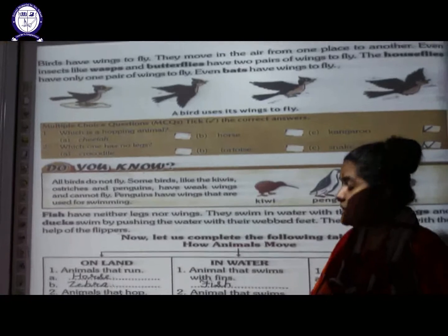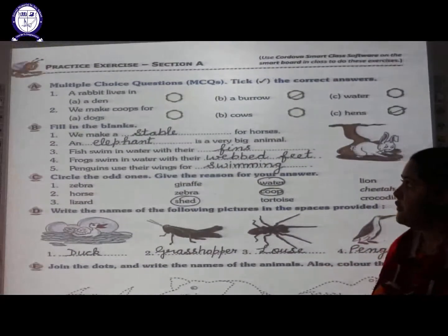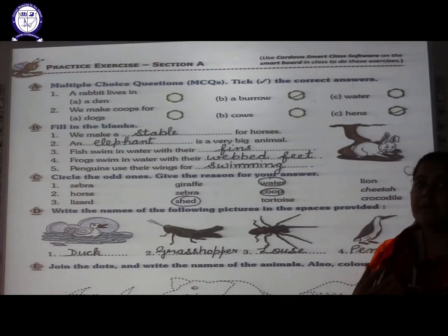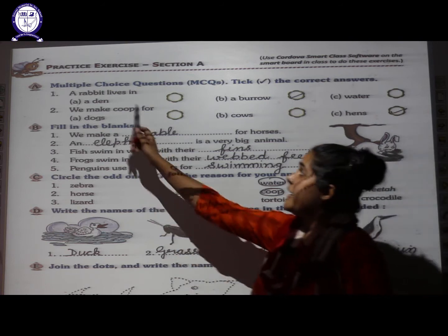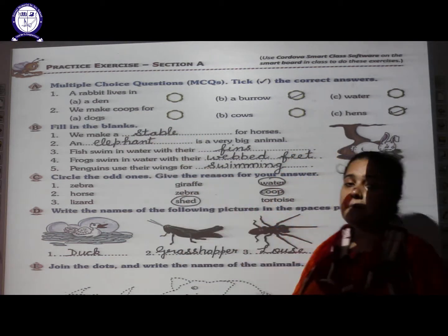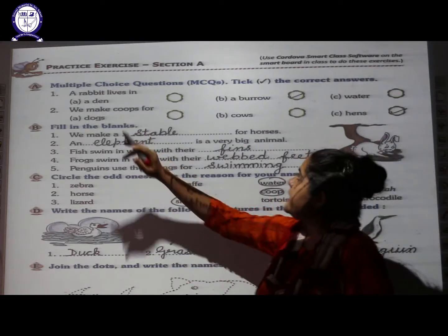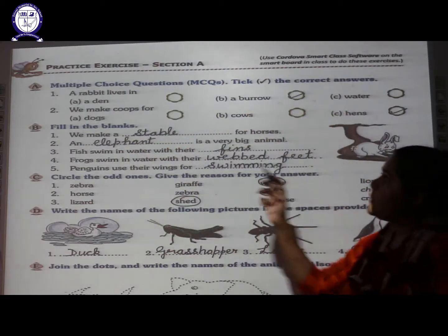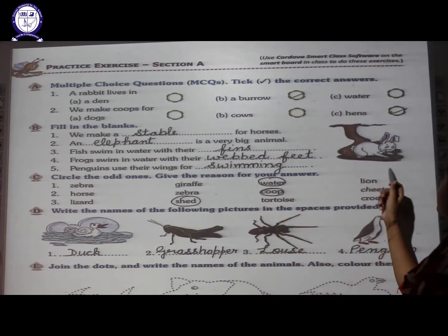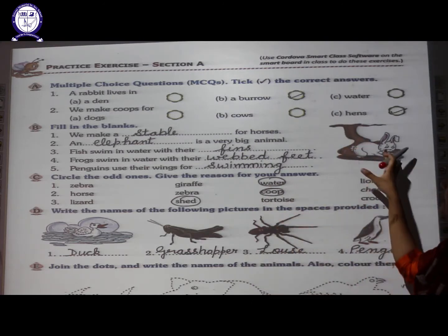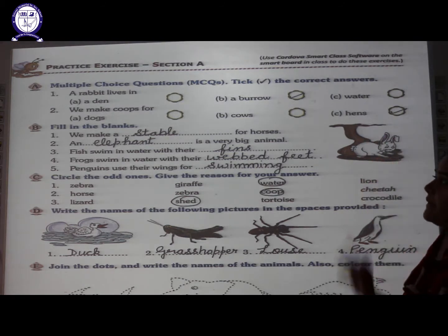So let's move to the next part. We are going to discuss the exercise now, the exercise of chapter 3. First of all, we are going to discuss the multiple choice questions. The first question is, a rabbit lives in. So we have to mention the habitat in which rabbits live. The options are a den, a burrow and water. So a rabbit lives in a burrow. You can see here in the picture also, it digs a burrow deep inside the ground, and that is the place where a rabbit lives.